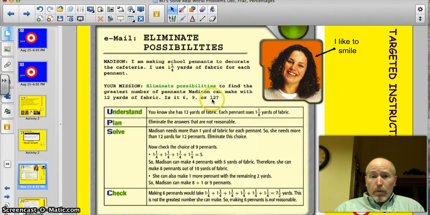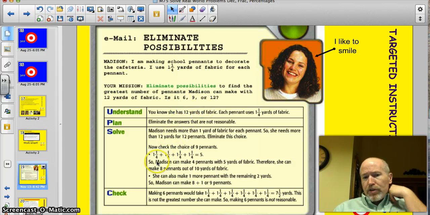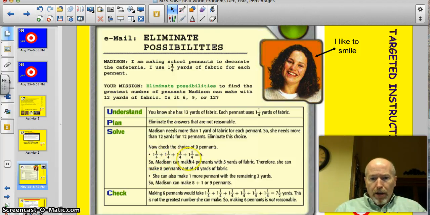Could it possibly be 12? No! Each pennant takes 1 1/4 yards. She has 12 yards. It can't possibly be 12 pennants. Now we're left with 9 and 6. Alright, let's use some logic here. Let's think about it. What if she made 4 pennants? She'd have 1 yard, 2 yards, 3 yards, 4 yards for the 4 pennants, plus each one needs an extra quarter, 1, 2, 3 quarters, giving us a total of 5 yards for 4 pennants.